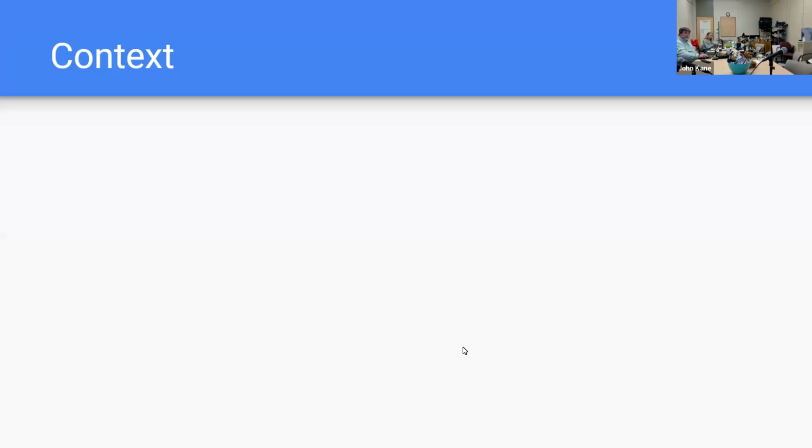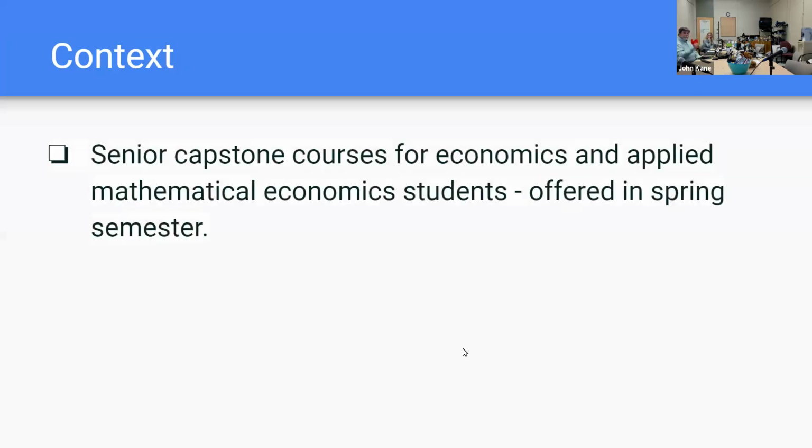And I thought it might be interesting to try doing some of this in the capstone class. And this is something we offer every spring. One year it's in economics, next year it's for applied math econ students. And we get students in both taking either one. The difference in practice is what types of projects and assignments they do separate from this.